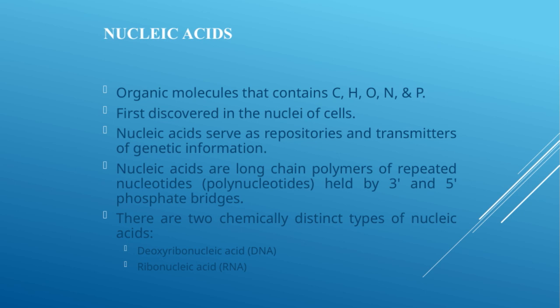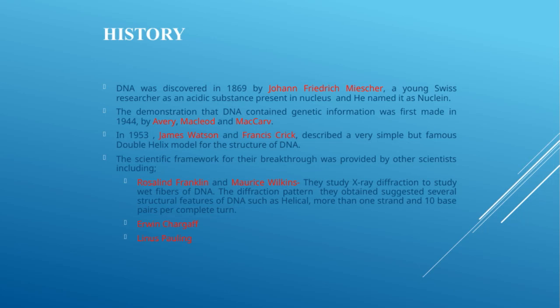There are two main types of nucleic acids, and they are chemically distinct: DNA, or deoxyribonucleic acid, and RNA, or ribonucleic acid. Both are vital for life, but they have different roles and structures, which we'll explore further as we go along. Understanding these molecules helps us grasp the foundation of genetic information and how it is stored and used within living organisms. Let's start with the discovery of DNA.